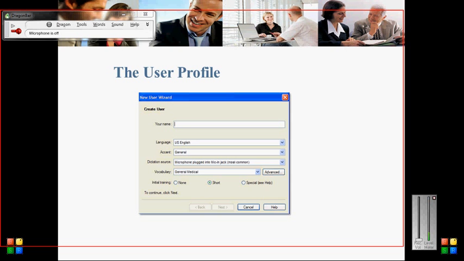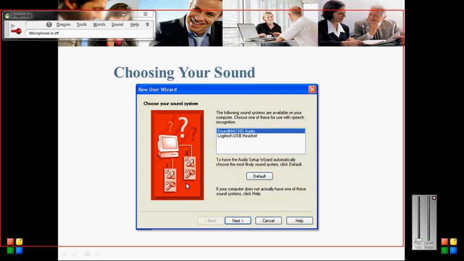Okay. And of course, initial training. This is a very important part of the process of the initial setup. We should never choose none, and this is because if you choose none, then we are going to skip that part where Dragon will try to recognize the speech patterns of the user. So let's go to the next screen.